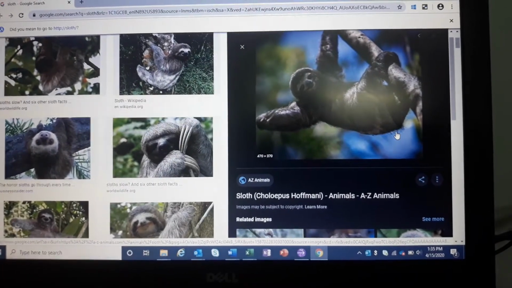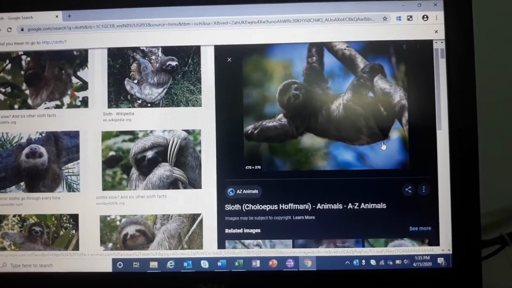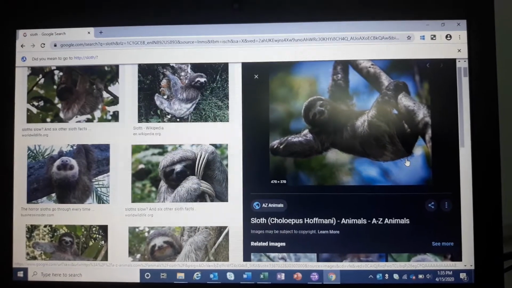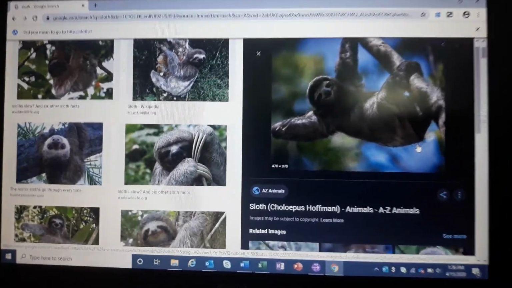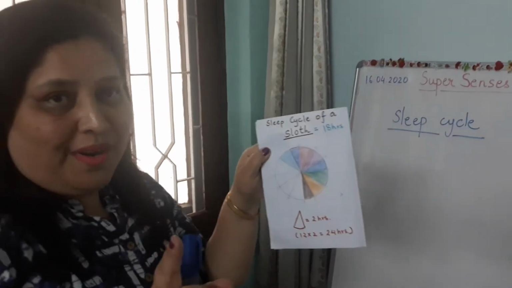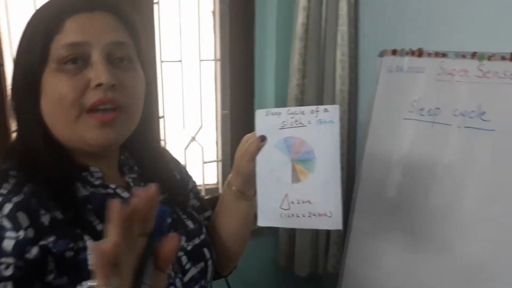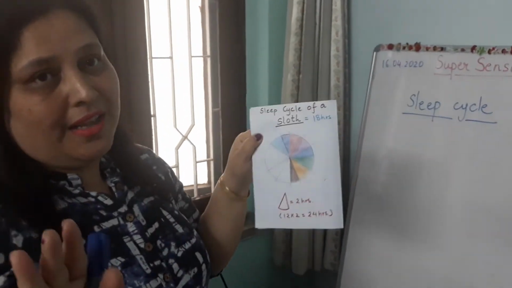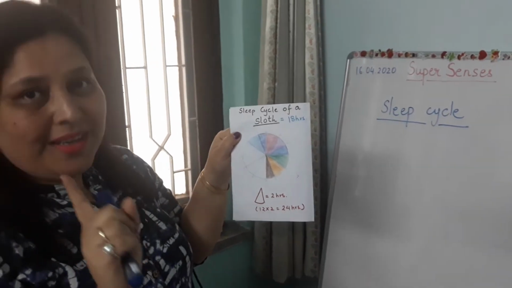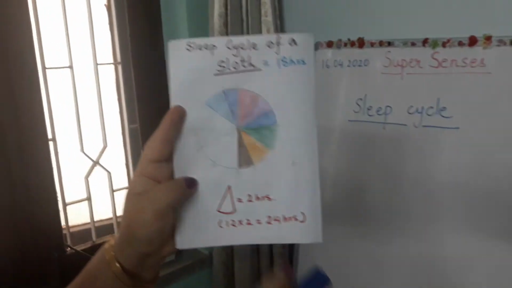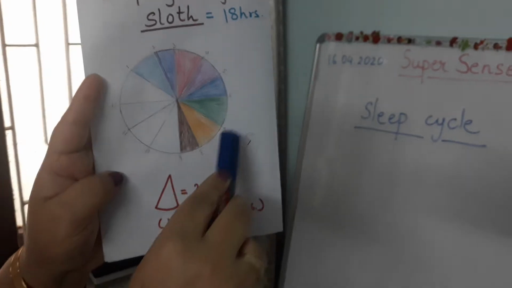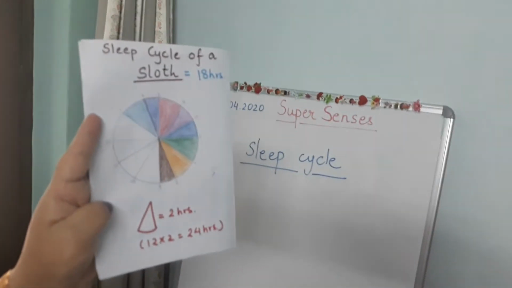Now with the help of a picture, I will try to explain how you will show the sleep cycle of a sloth. Please don't underestimate the animal. It is not a lazy animal, but it's just that nature has blessed it with a very nice sleep. So it sleeps for 17 to 18 hours. So this is how we are going to show the sleep cycle of a sloth.